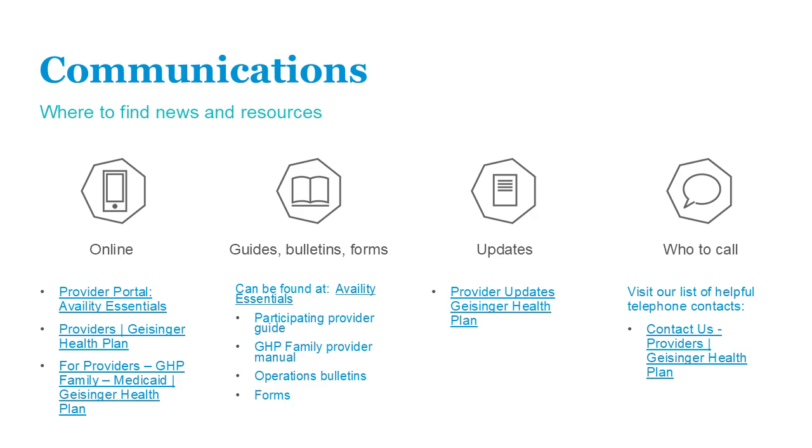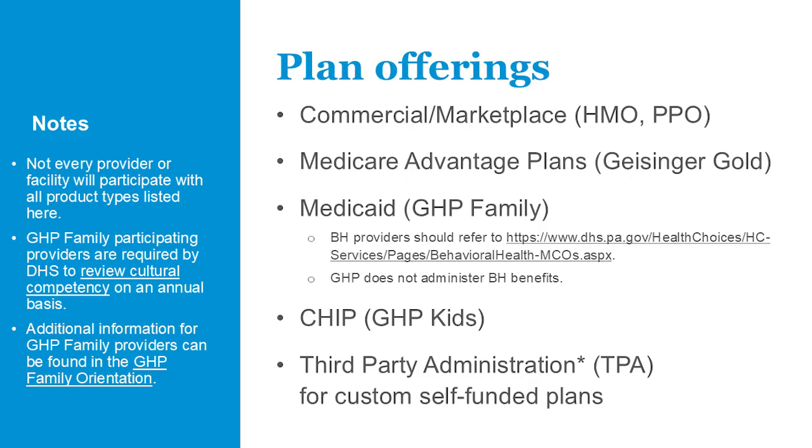Included on Availity, you will find our participating provider guide. This is a supplement to your contract and your go-to resource. GHP Family Provider Manual, Operations Bulletins, which contain specific subject matter and usually timed action items and forms. Online Updates page, which includes various updates, which can be clinical and clerical related, such as billing. Who to Call, which is a resource with contact information to reach departments such as claims, customer service, medical management, case management, etc.